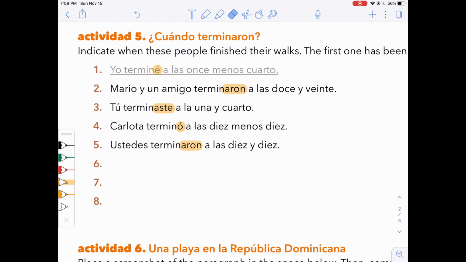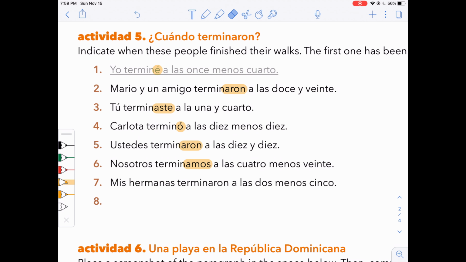Número 6, nosotros, at 3:40, we have nosotros terminamos a las 4 menos 20. Número 7, at 1:55, mis hermanos terminaron a las 2 menos 5. Y finalmente, at 9:30, mi padre terminó a las 9:30.